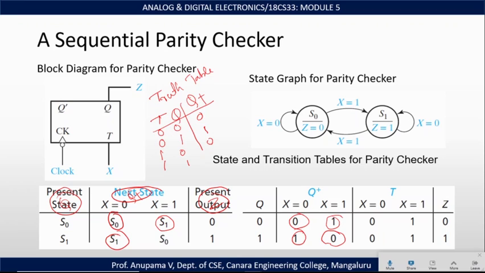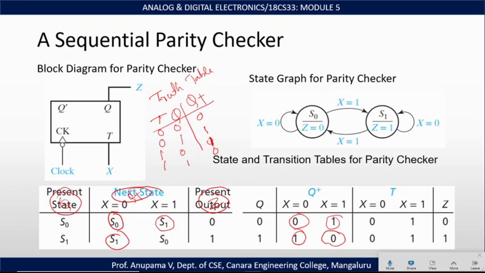When T is 1 and Q is 1, next state will be 0. Here, sorry, when T is 1 and Q is 0, output will be 1. So this will be the truth table. If you recall the truth table, I have expanded the T flip-flop truth table.